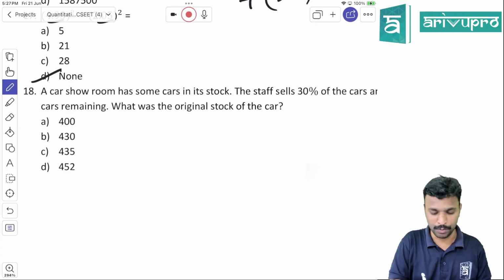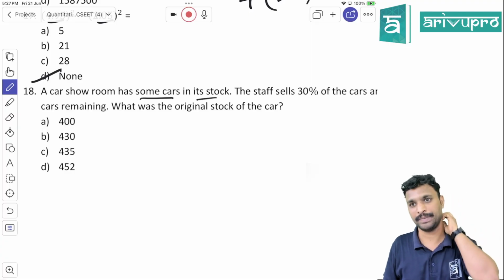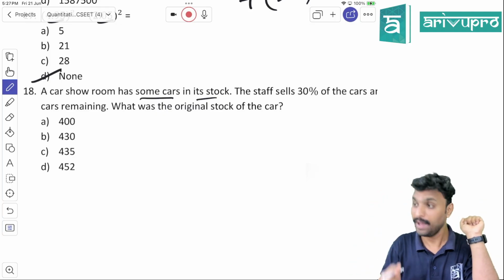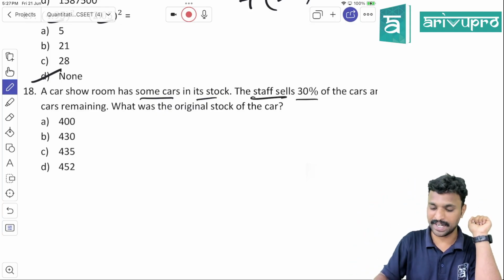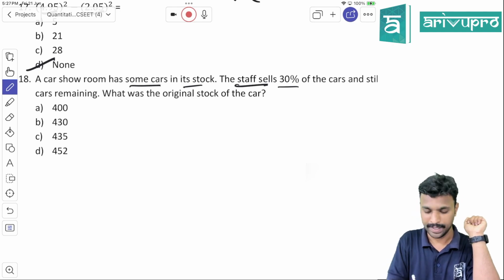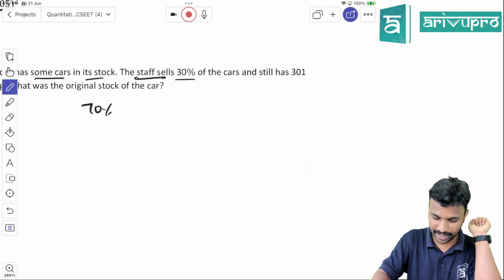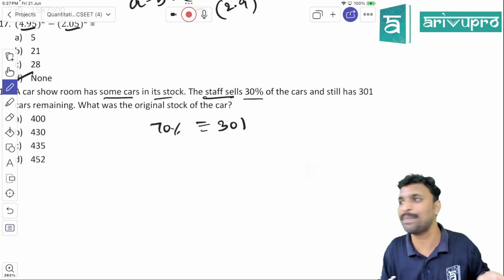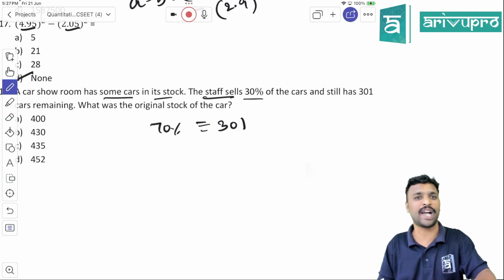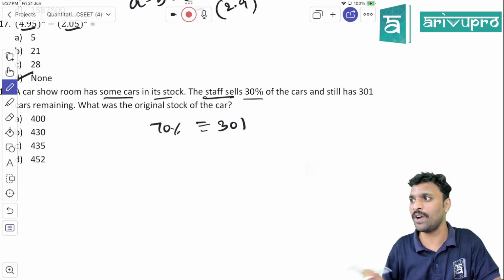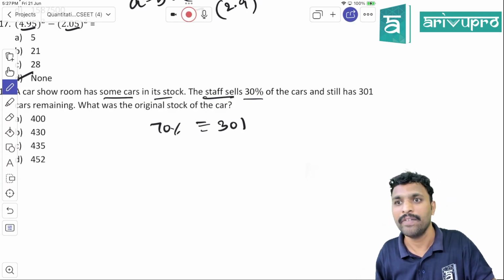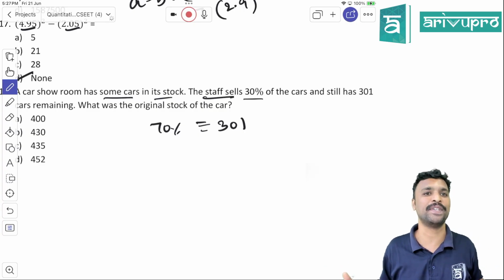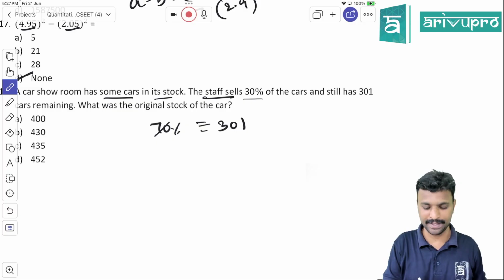A car showroom has some cars in its stock. How many cars? We don't know. Assume it will be like 100 cars. Yes or no? 100%. A staff sells 30%. So how much is remaining? 70%. 30% sold means left out cars is 70%. Haven't we solved such questions like this? We had. Now, you can't convert 70% to 100% directly. What do you do? Try to cancel.